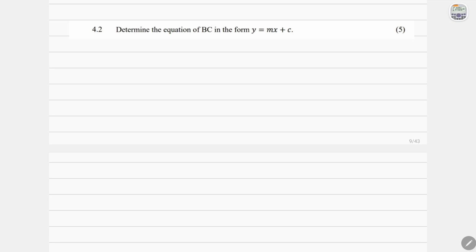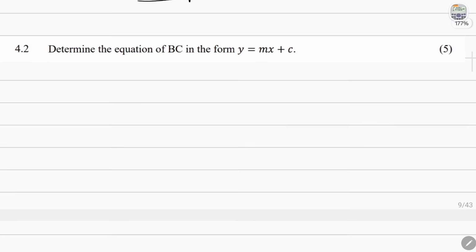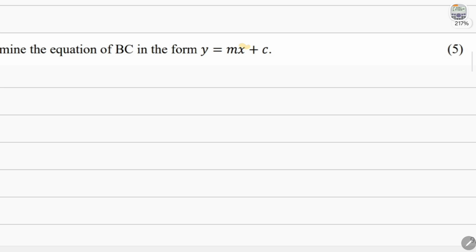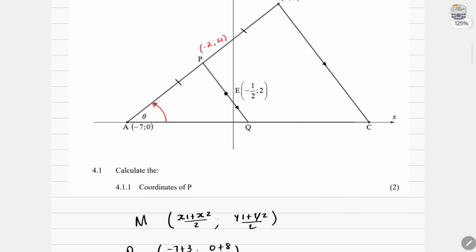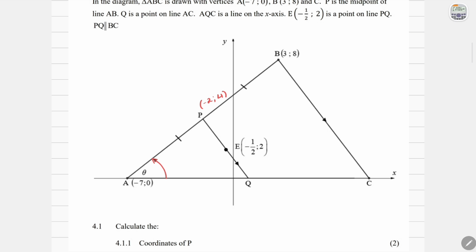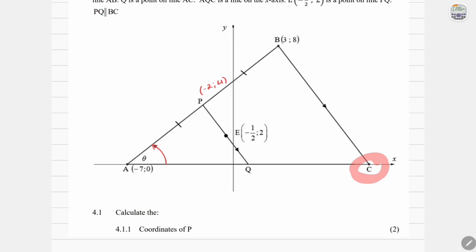Question 4.2 says, determine the equation of BC in the form of y equals mx plus c. So we need to find the gradient and then at least 1 point that can help us to find that y-intercept. So looking at BC, BC is this over here, and we only have B. Okay, so we don't have C, but you see that BC is parallel to PQ. So because they're parallel, their gradients are the same because they're slanted in the same way.